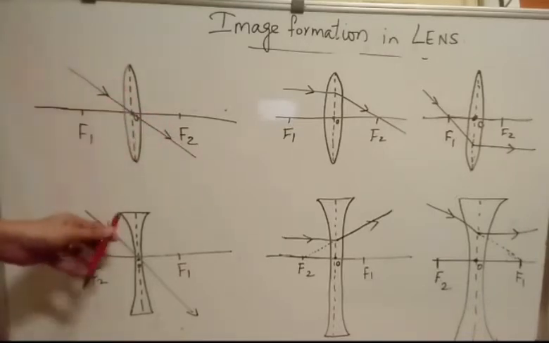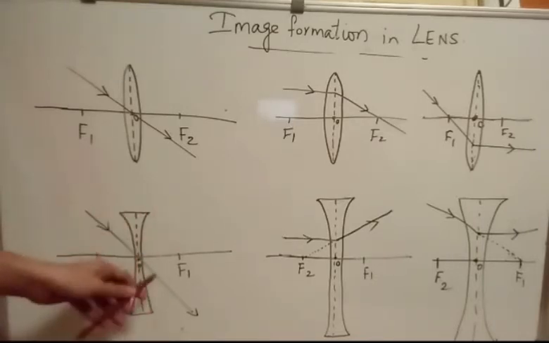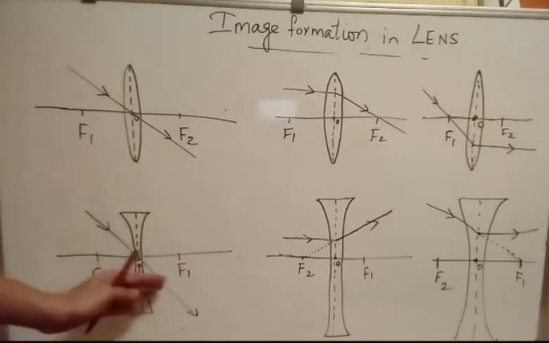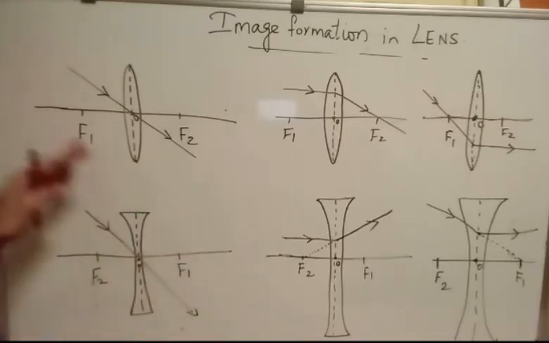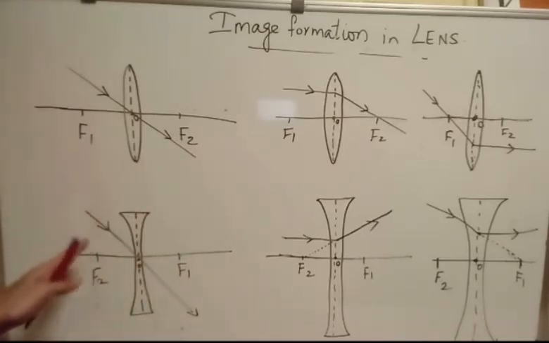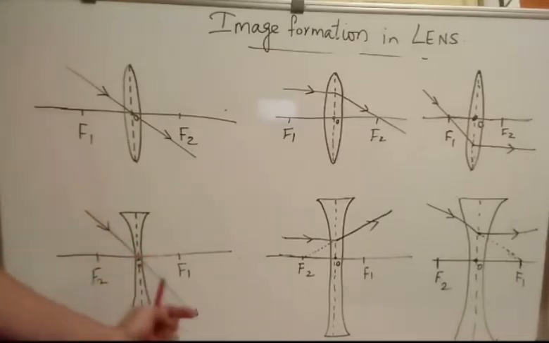Similarly, for concave lens, you should draw the reference lines and take the midpoint as O. You can show the concave lens completely as I have shown here. Mark equal distance on either side as f2 and f1. So here f1 and f2, and here f2 and f1 should be shown. In this particular case also, if a ray of light is traveling through the optic center O, it will go undeviated. So you can draw a straight line.